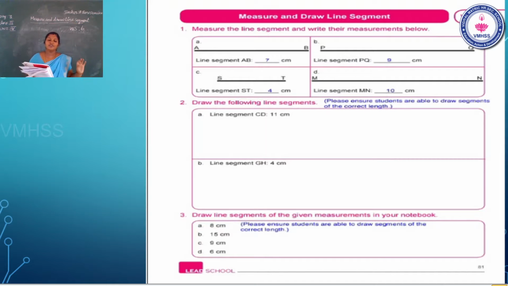Okay, ma. So first sum, A and B line segment. Okay, what is the question? Measure the line segment. Write the measurements below. Now, we already know how to draw a line segment. What is the first rule? Place your ruler on point P at 0 centimeter. Okay, we already know that. Mark point A at 0. Okay.